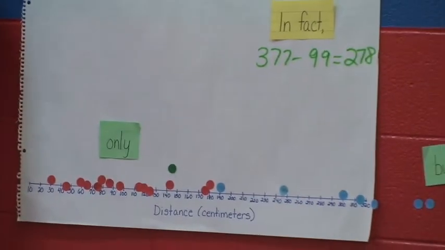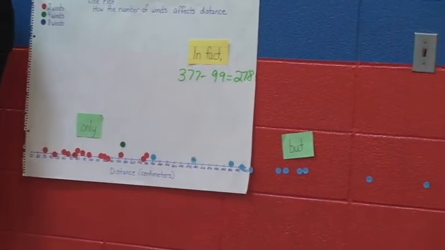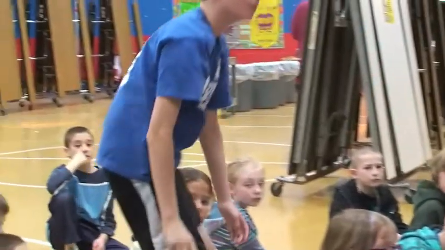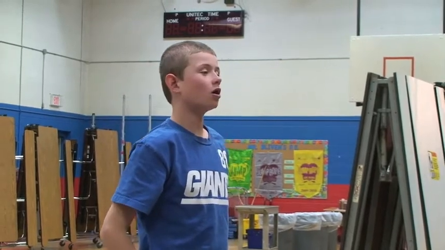So, who can give me a statement about using the data, answering these questions, and using this data only, using but, and in fact? With 2 winds, the car only traveled 99 centimeters, but with 8 winds, the car traveled 377 centimeters. In fact, the car with 8 winds traveled 278 centimeters more than the car with 2 winds. Therefore, I think that the more winds, the further it will go.